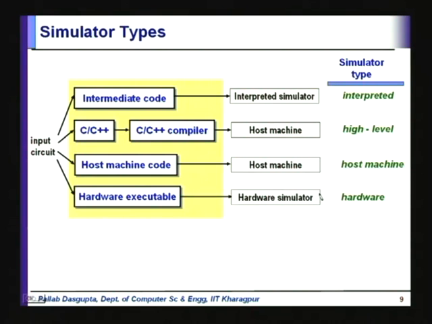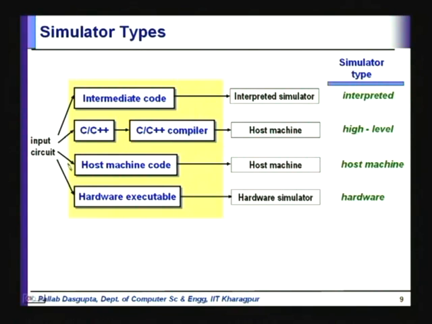So, this slide shows you the different simulator types. Here is the input circuit. We can generate intermediate code and have an interpreted simulator, and then we call that simulator type the interpreted code simulator. The input circuit can be compiled into C++ code, and then we use a C++ compiler to generate the code for the host machine, and this is called a high level simulator. Why? Because it generates high level code.